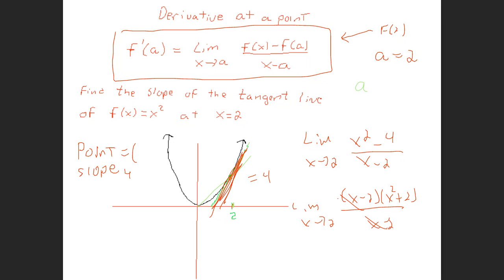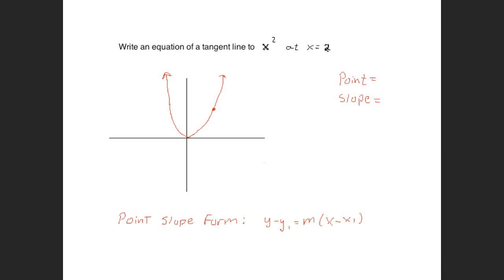What is the point? Well, we know the a value, or the x value, is 2. And if I put 2 in here, 2 squared is 4. So now I have a point and a slope. If I write my equation, I get y minus 4 is equal to 4(x minus 2). There's the equation of this tangent line to the graph at x equals 2. That is a huge concept in calculus, being able to write an equation of a tangent line at a given point.